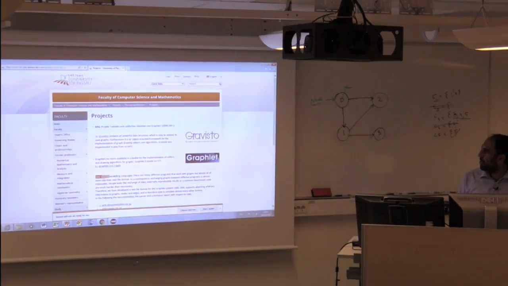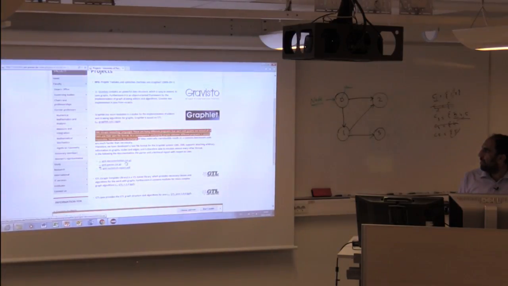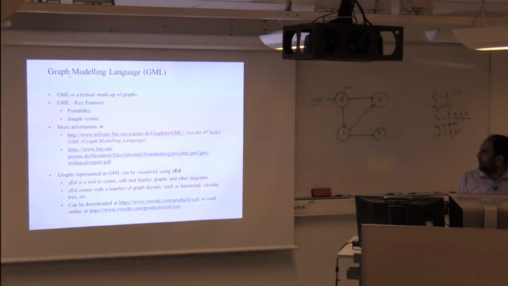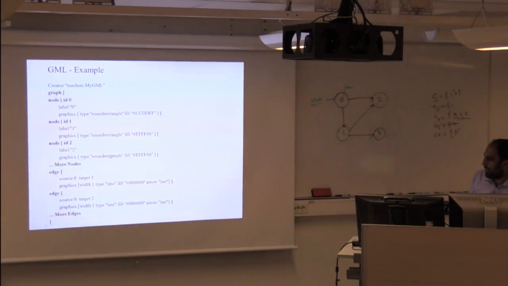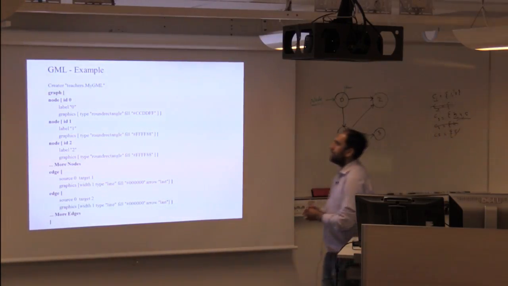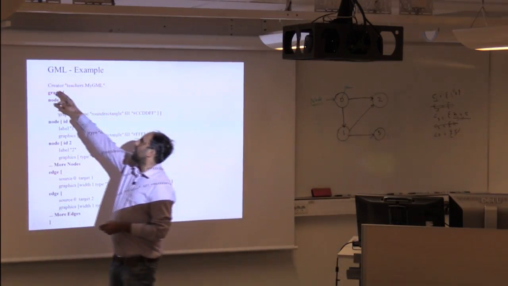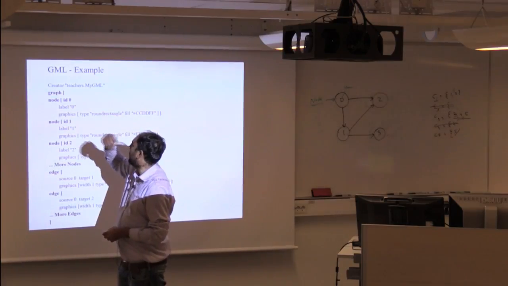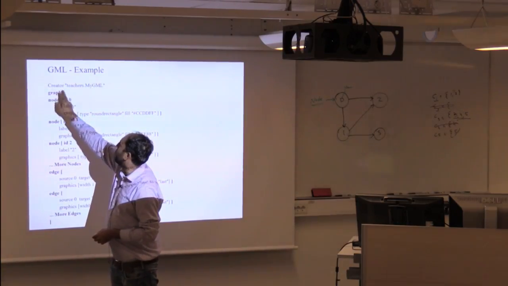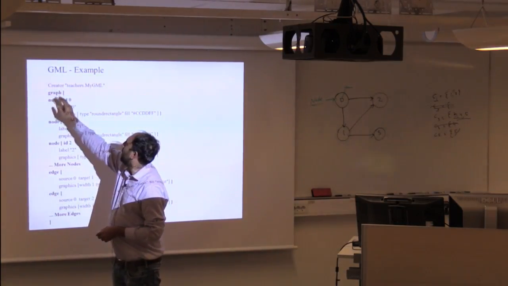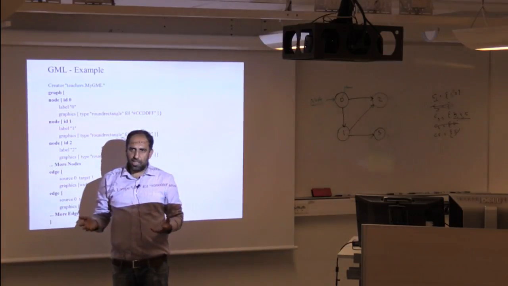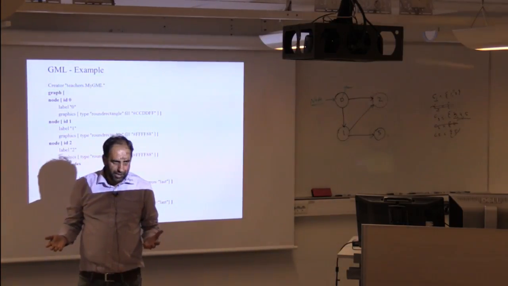Here you can find out what GML is, and you can see some more details about GML. I think we have an example over here for the GML. This is just some kind of a description here. The important part is here. The GML basically represents a graph in a text format.